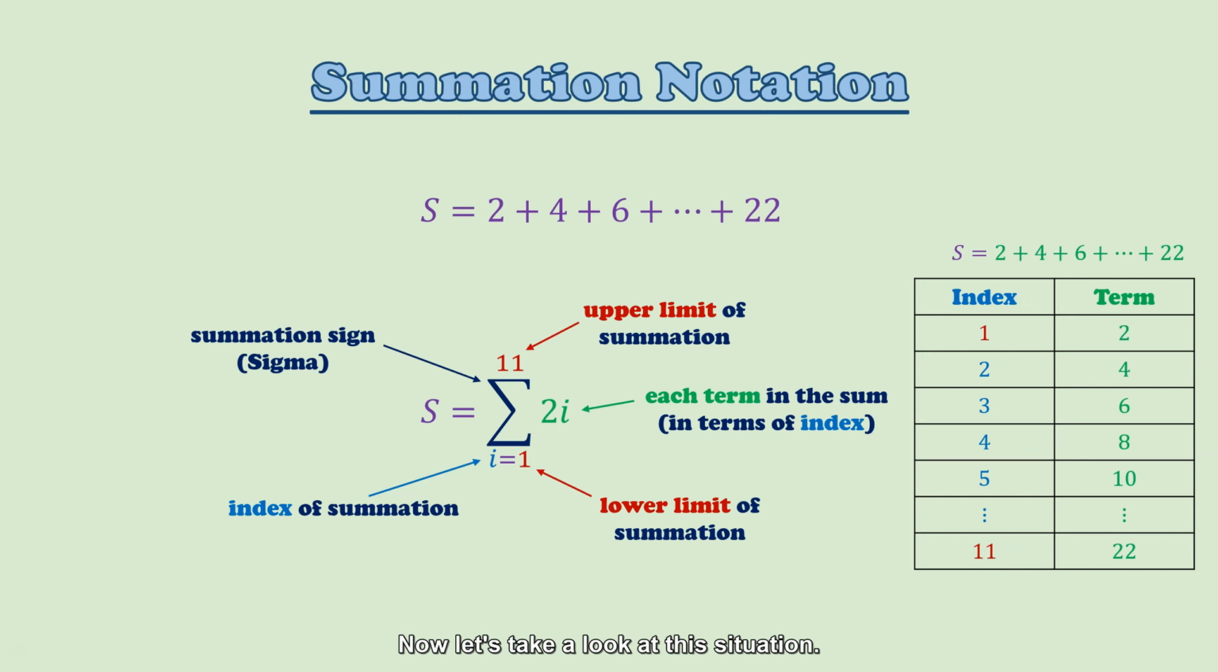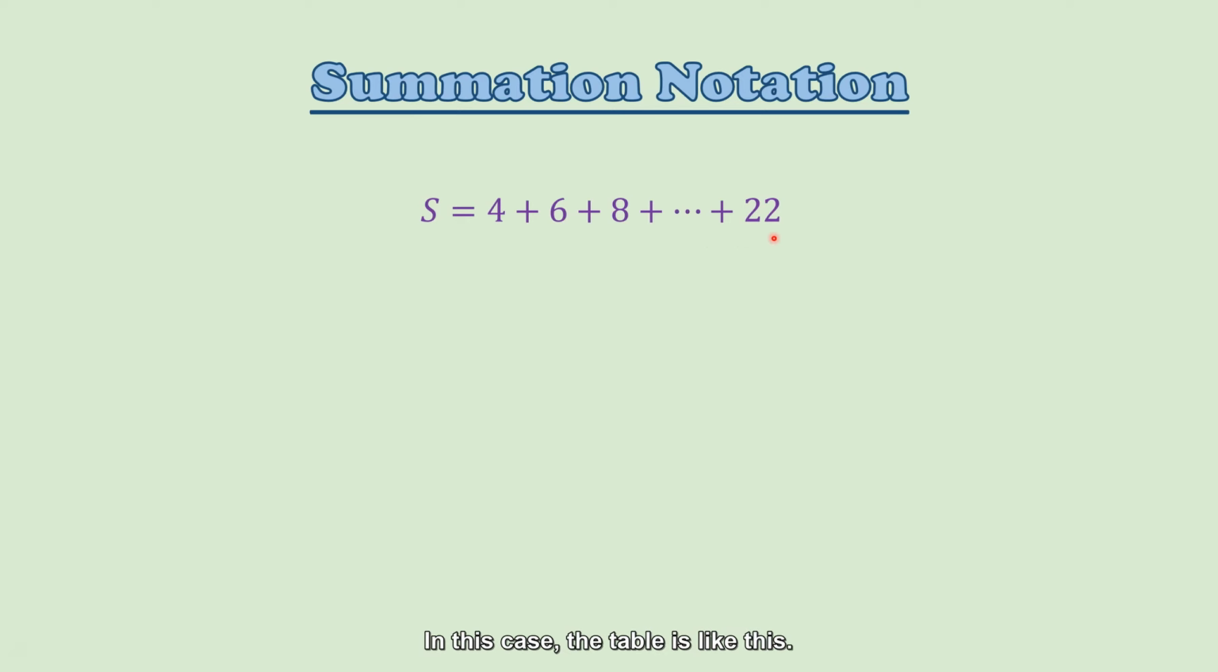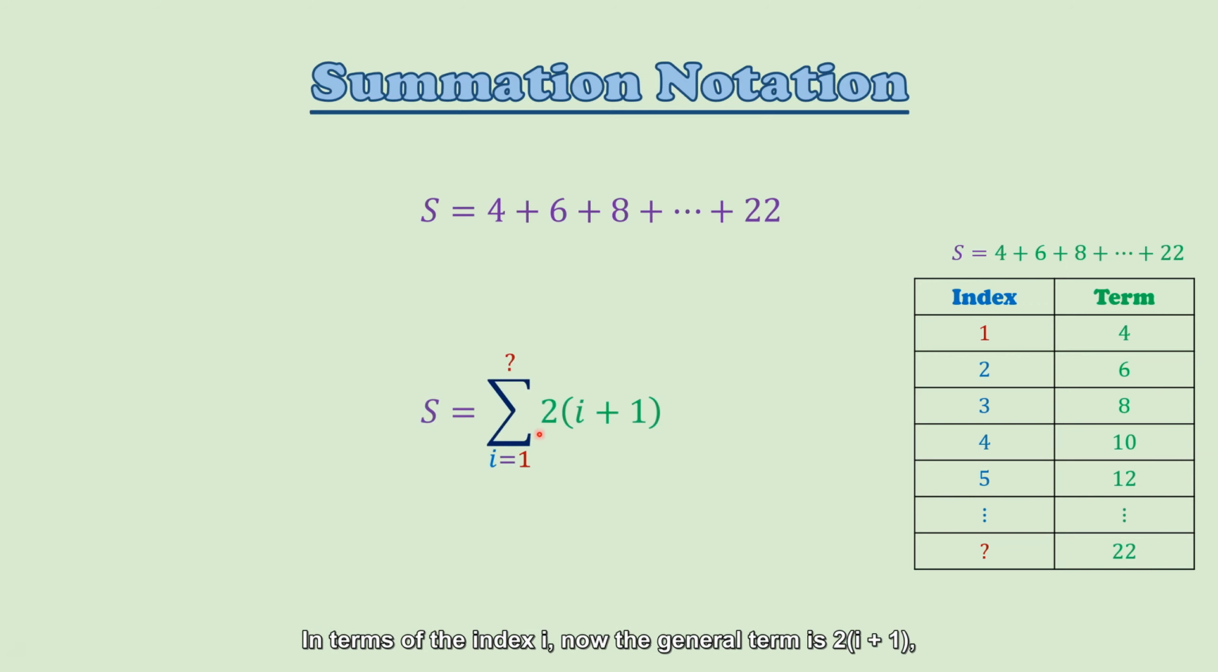Now let's take a look at this situation. Suppose we want to express 4 plus 6 plus 8 plus ... plus 22 in the summation notation. In this case, the table is like this. The indices can still be 1, 2, 3, 4, 5, so on and so forth, and the terms are 4, 6, 8, 10 all the way to 22. In terms of the index i, now the general term is 2 times (i plus 1). And the last index will then be 10.